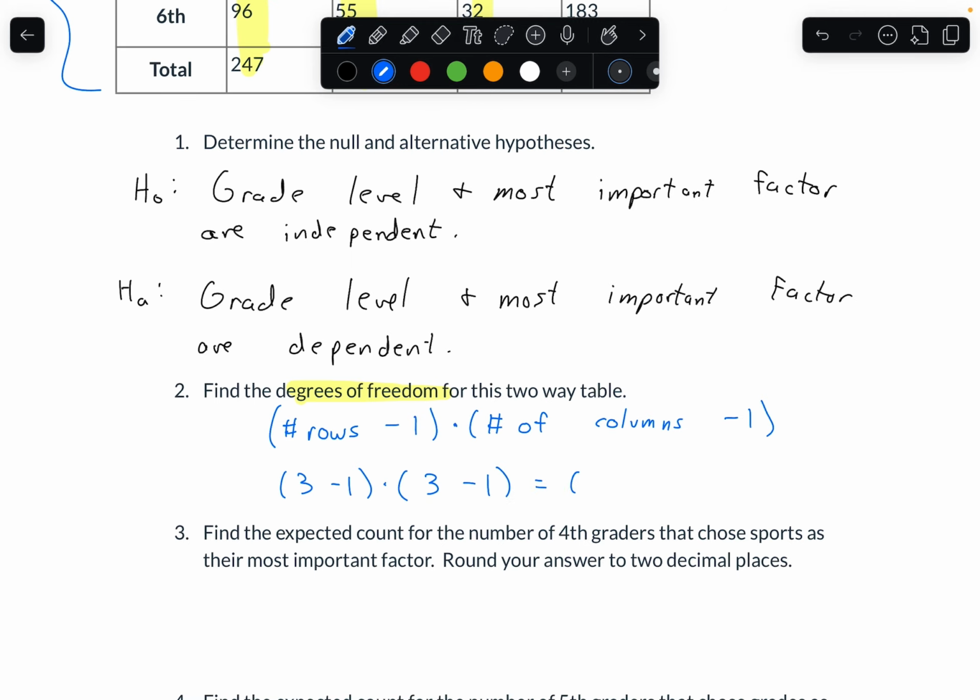So 3 minus 1 is 2, times 3 minus 1 is also 2. 2 times 2 gives me 4. This represents my degrees of freedom, and this is what I would need if I was going to go in my next step and find my p-value once I have my test statistic to go along with this. So I have my null and alternative hypothesis. I have my degrees of freedom.